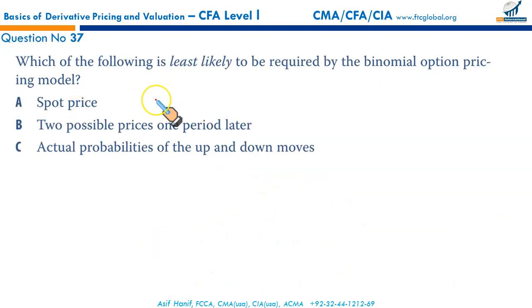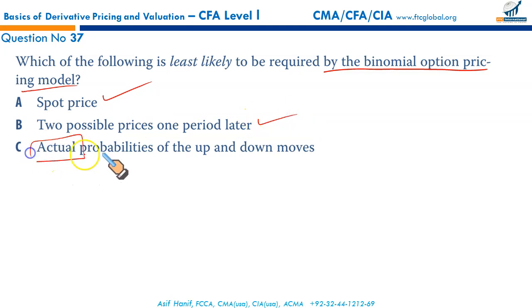Which of the following is least likely to be required by the binomial option pricing model? Spot price, yes, we need that. Two possible prices one period later, correct. Actual probabilities of the up and down moves, no. We don't need actual probabilities. Rather, we are looking for only risk-neutral probabilities, which we call pseudo probabilities.